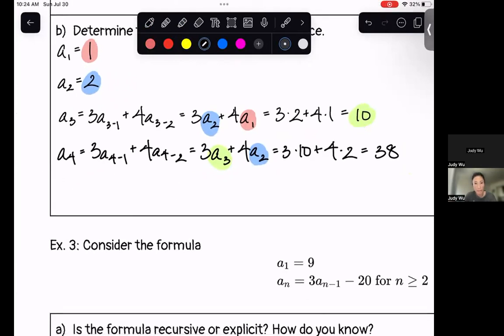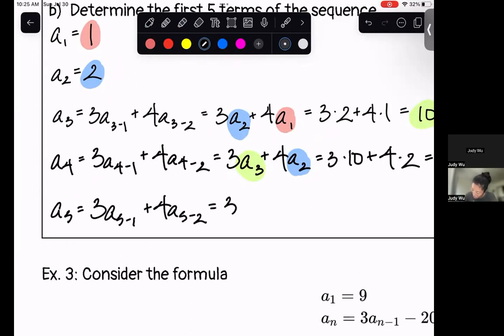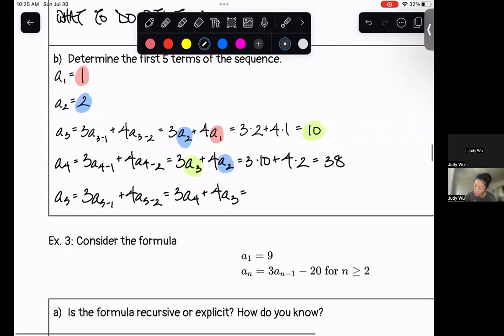Okay. All right, we got to do this one more time to find A sub 5. A sub 5 equals 3 A sub 5 minus 1 plus 4 A sub 5 minus 2, which is 3 A sub 4 plus 4 A sub 3. And if I go back to my colors, I see that I have an A sub 3 in here. So everywhere I see the A sub 3, I can put a 10.